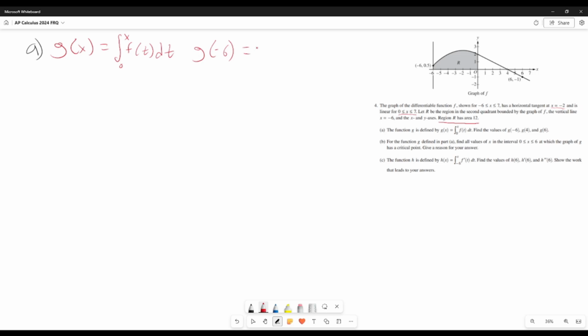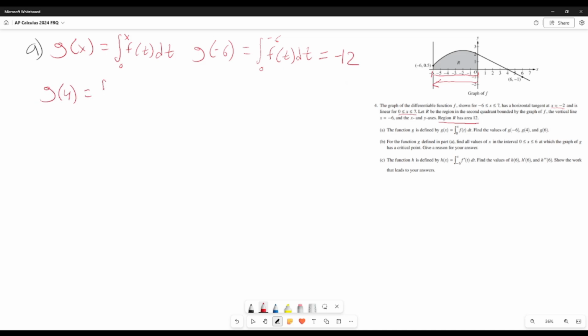G of -6 is going to be equal to the integral from 0 to -6 of f of t. Now, it tells us the information that the region R, which is from -6 to 0, has an area of 12. Remember that when we do an integral backwards, when we go from 0 to -6, it is going to be this area negative. So we know that this is just going to be -12.